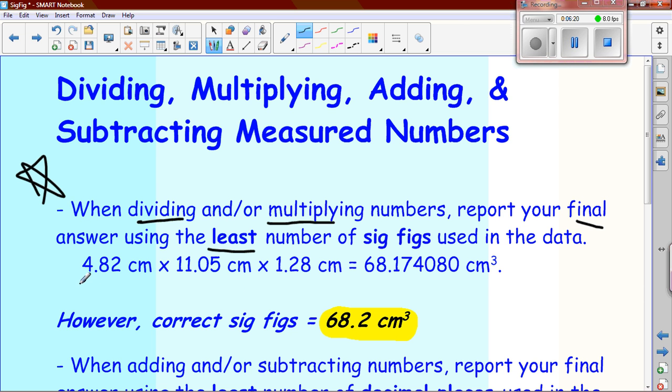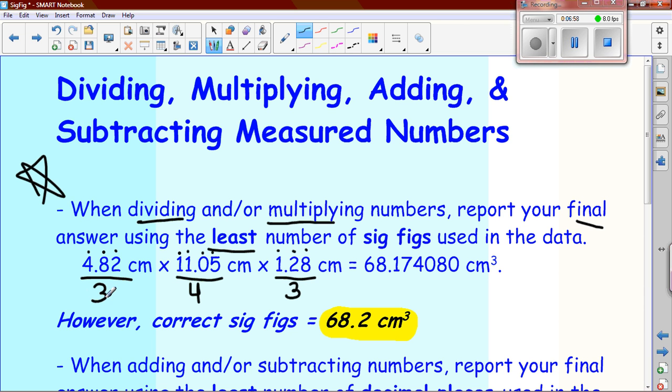So you look over here and we've got this first number, 4.82. The 4 is a significant figure, the 8 is a significant figure, and the 2 is a significant figure. So we've got 3 significant figures in that number. Here we have 11.05. Of course, the 5 is a non-zero, that's significant. The 0 here, because it's in between two non-zeros, is a significant figure. So here we have 4 significant figures. And then, of course, all non-zeros are always significant. Okay, so in this last number here, we have 3 significant figures.